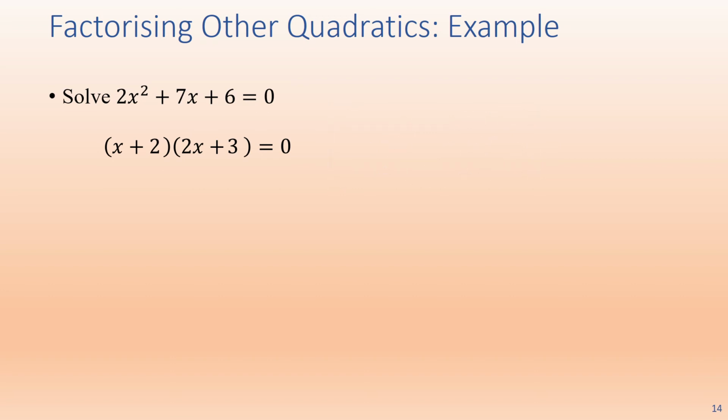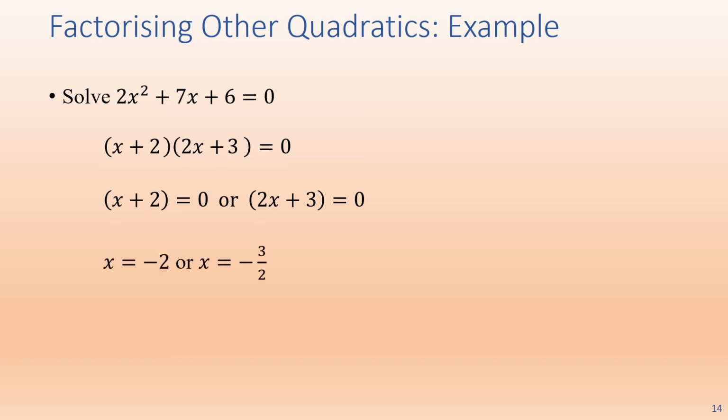So we have x plus 2 or 2x plus 3 equals 0, so one or the other has to be equal to 0. That's the only way we can multiply them together to get 0. So in the first case, x would have to be negative 2, and in the second case, the 2x would have to be negative 3, so x would have to be negative 3 divided by that 2.